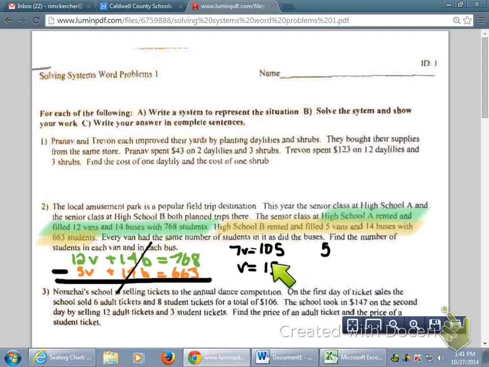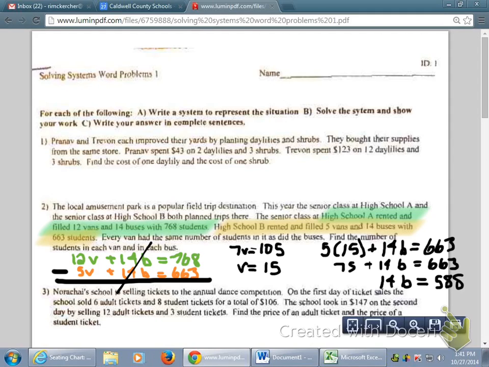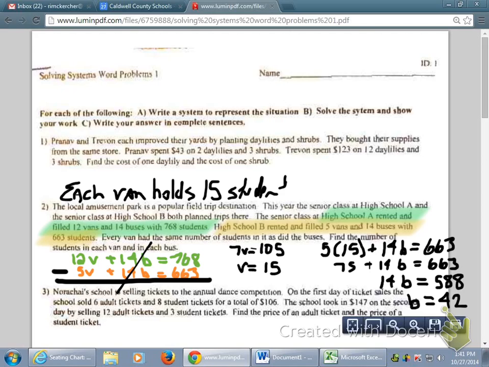Take a moment to watch that if you need to. Once you know the vans hold 15 each, you can substitute it into either one of these equations for V, to find out how many each bus holds. And we find out the bus holds 42. So we write out our answers in complete sentences, and we mention that each van holds 15 students, while the buses hold 42.